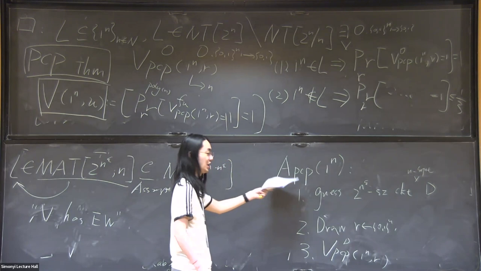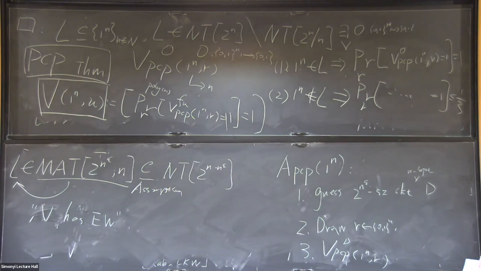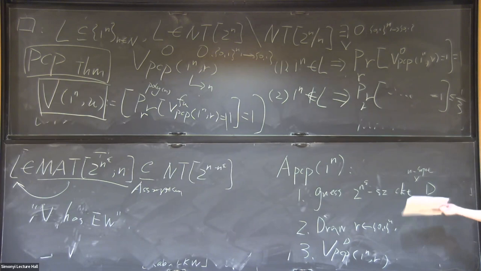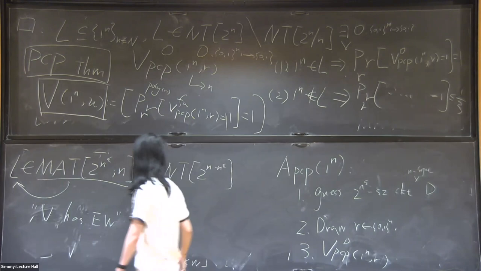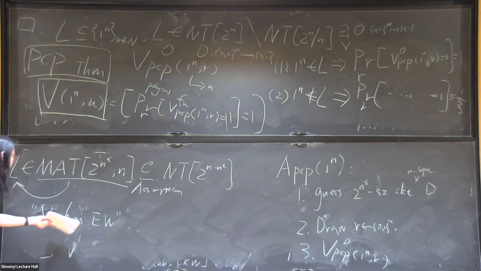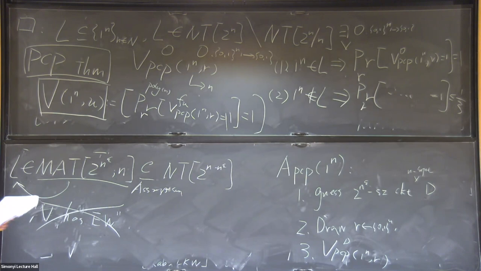And if 1^n is not in L, by the definition of the PCP theorem, whatever oracle you place here is going to be rejected with probability at least 2/3. So all oracles will be rejected, including those small circuits. So APCP will solve L in MA in 2^(n^epsilon) time with n bits of advice, under the assumption that V has an easy witness. But this is a contradiction. So this is false, and V has no easy witness, which is great because we have built an NPRG.